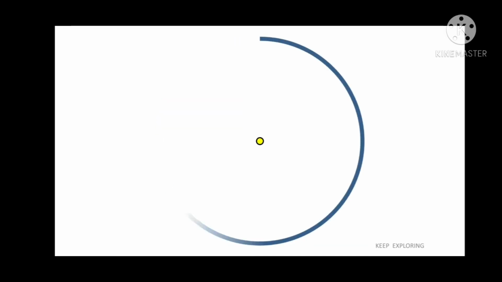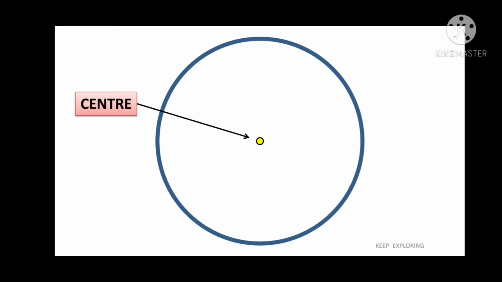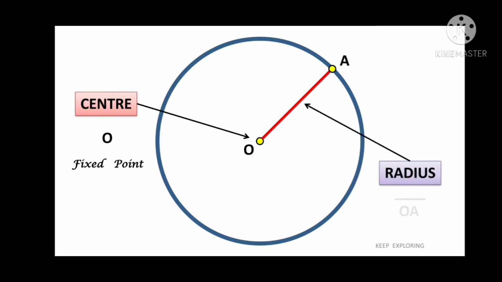So let's take the fixed point and the circle. Here the fixed point is called the center. Let's name it O. So the center is point O. Now let's take another point A on the circle and join O to A. That is called the radius and it has a fixed distance. So radius is a line segment that joins the center to any point on the circle.